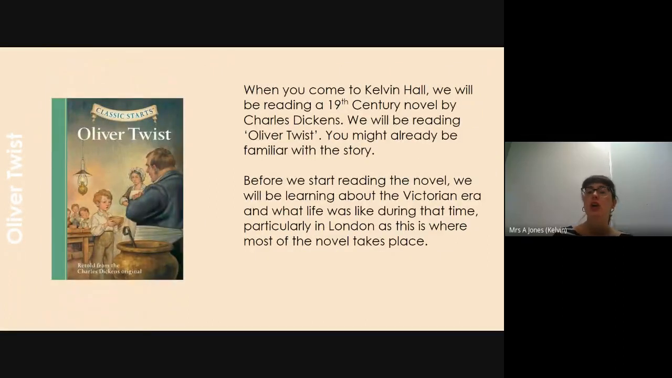Now, when you come to Kelvin Hall, we'll be reading, as I've said, the first text, Oliver Twist, written by Charles Dickens. And you might already be familiar with this story. You might have even seen some film adaptations of it. Now, before we start reading this novel, and before we start reading any novel, we always learn a little bit about what the world was like where the novel was set. So we need to learn a little bit about the Victorian era and what life was like during this time, because this is where the majority of the novel takes place, particularly in the city of London.